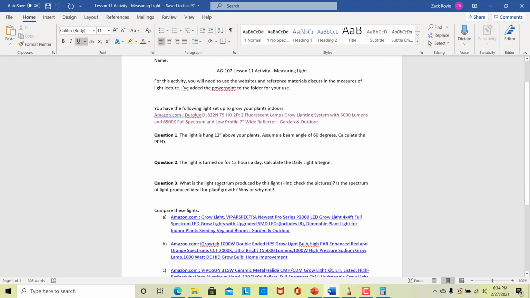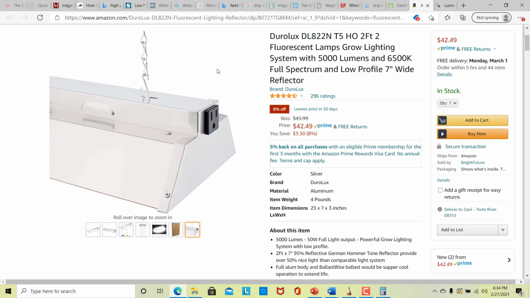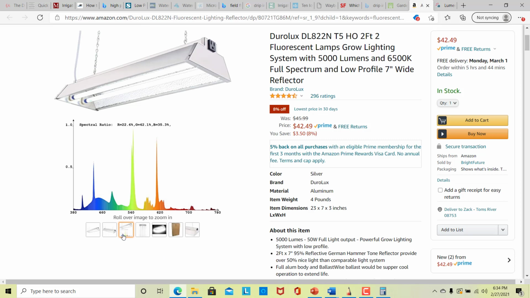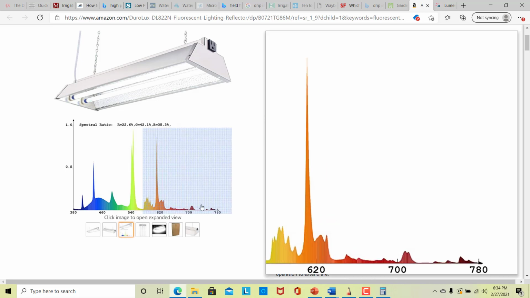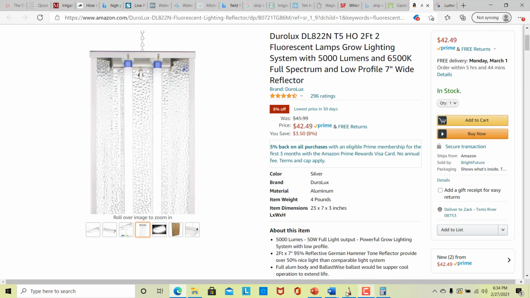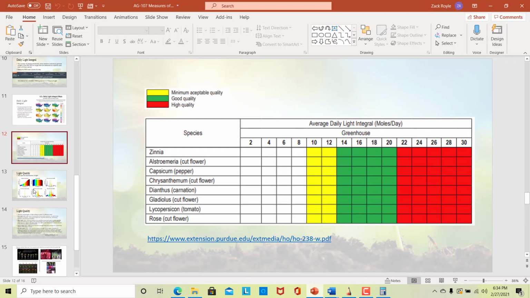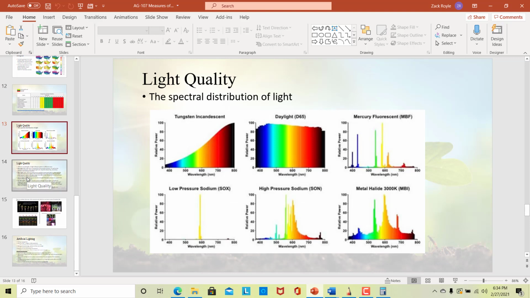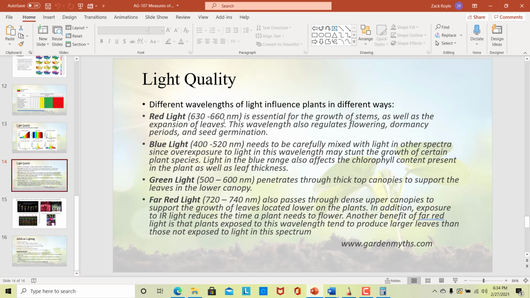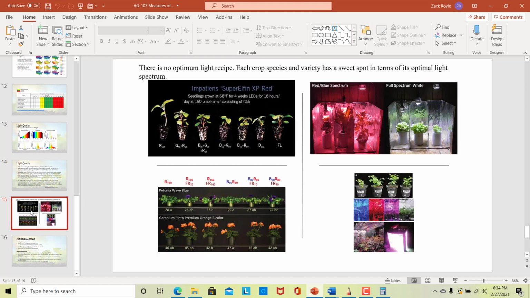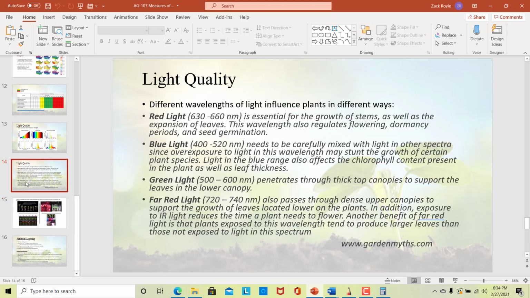The third question talks about light spectrum, right? So you can go back to this. If you go back to the Amazon link, and specifically if you look here, that tells you the spectrum of light produced by our light here. And I kind of want you to evaluate whether that's good or bad, or what you think of it. And to answer that, if you go back to our lecture, if we look at light quality, I talk about the different important aspects of these different types of light and what they do and what might be a good type of light. So I would say read through that or go back and listen to the lecture there.